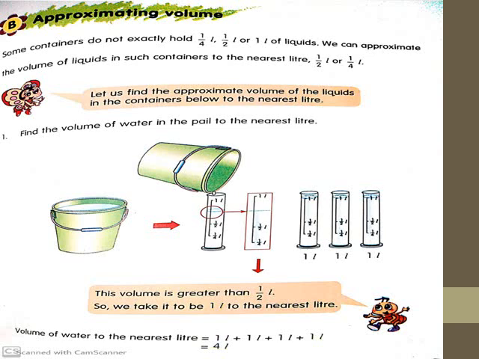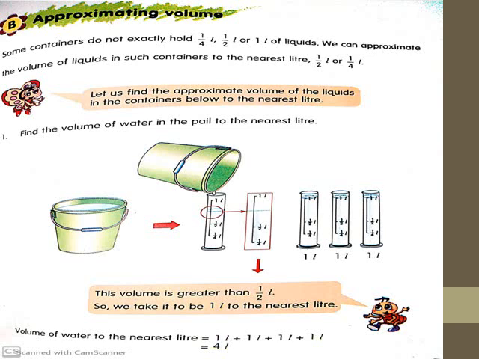In this slide we are going to study how to approximate to the nearest liter. You can approximate in different ways. We are going to approximate here to the nearest liter. So you can see here we have a pail, and there is a lot of water in this pail, and we have to check how much water that is. For that we are using graduated cylinders, and there are 4 graduated cylinders to measure the volume of it.